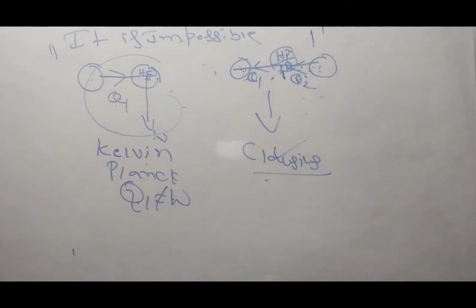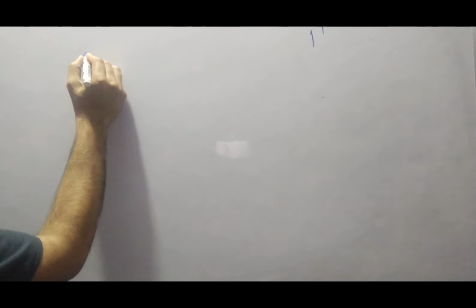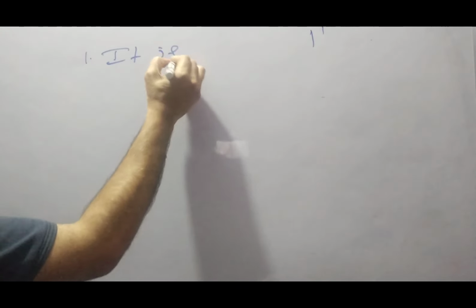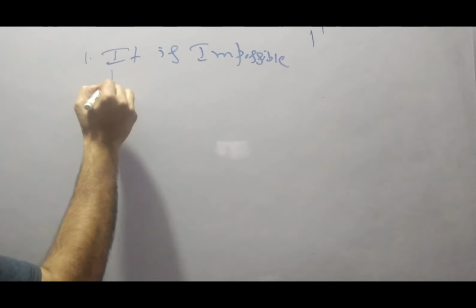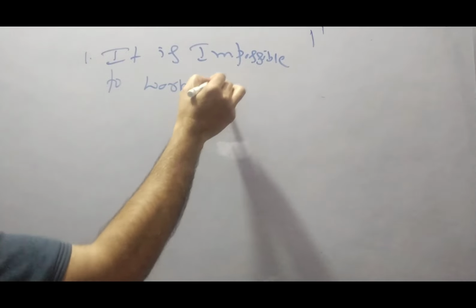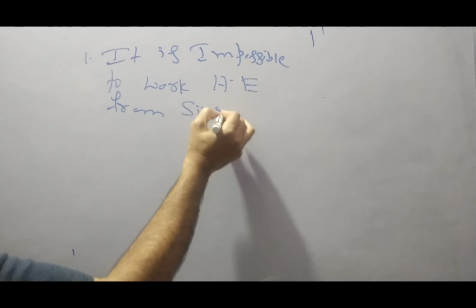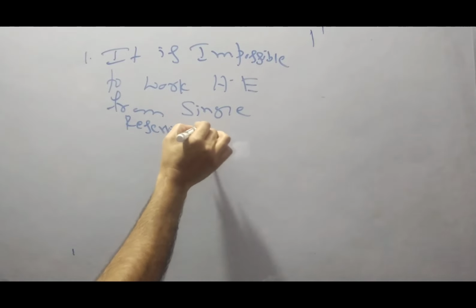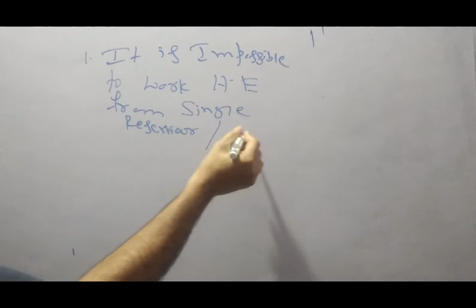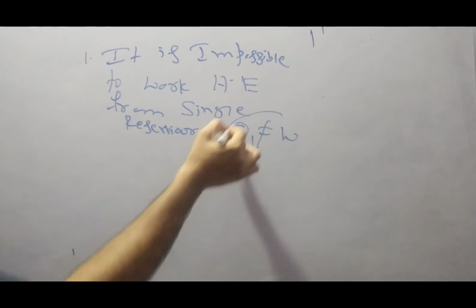So these two statements are our second law of thermodynamics. Okay. So here I am summarizing the statements. It is impossible to work a heat engine from a single reservoir. Another form is, it is impossible to convert total heat supplied to total work. That is impossible. This is the statement of Kelvin.